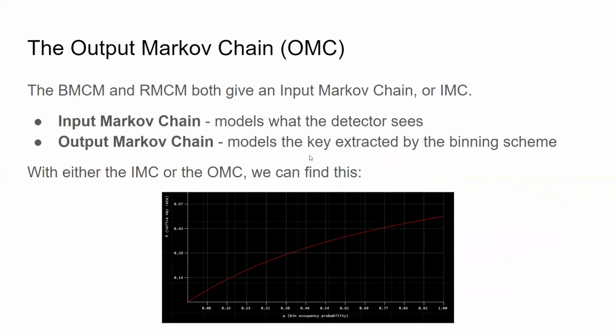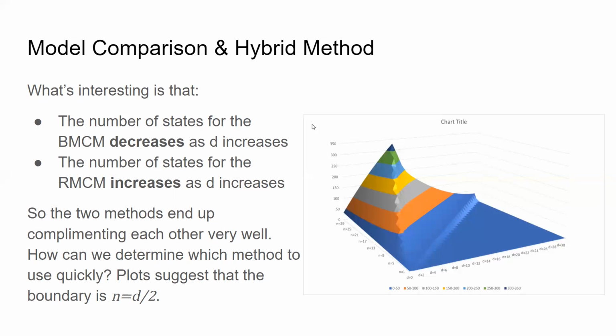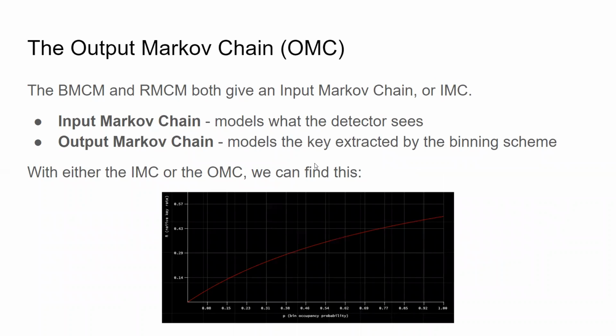So as I explained before, if you use this hybrid method, what you would end up with is what you might call an IMC, an input Markov chain. But we still need the output Markov chain, because it turns out this is what we're going to need in order to get the entropy rate of the key.